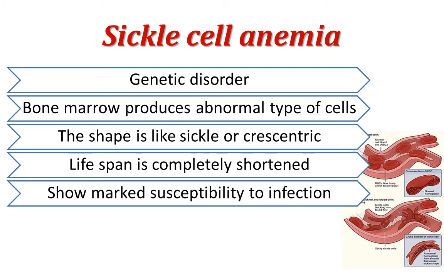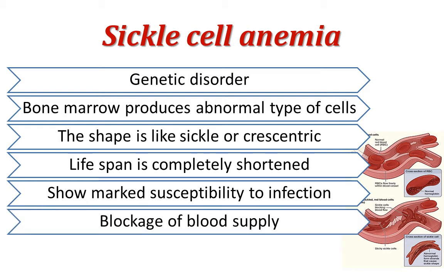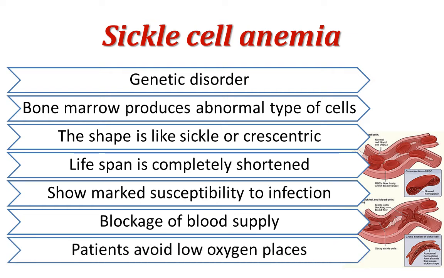The patient suffering from sickle cell anemia shows marked susceptibility towards infection. As there is a change in the shape of the RBC, when such RBCs flow through very narrow blood vessels, they can get clogged in the small blood vessels, which causes blockage of blood supply. Such a patient should avoid low oxygen places.